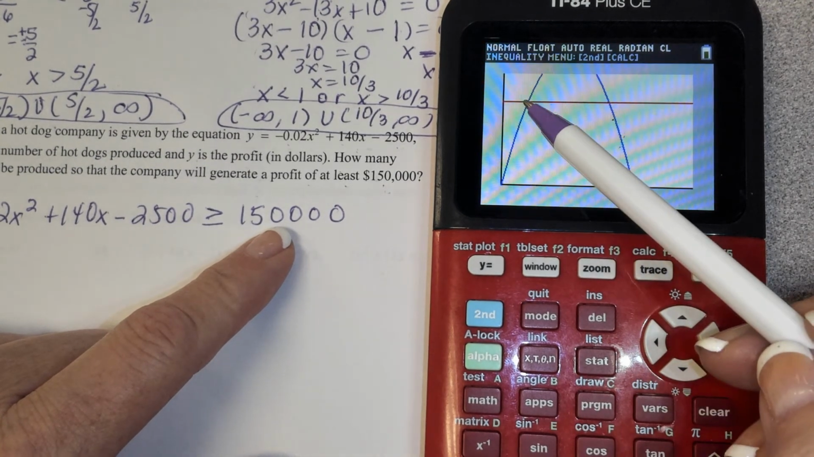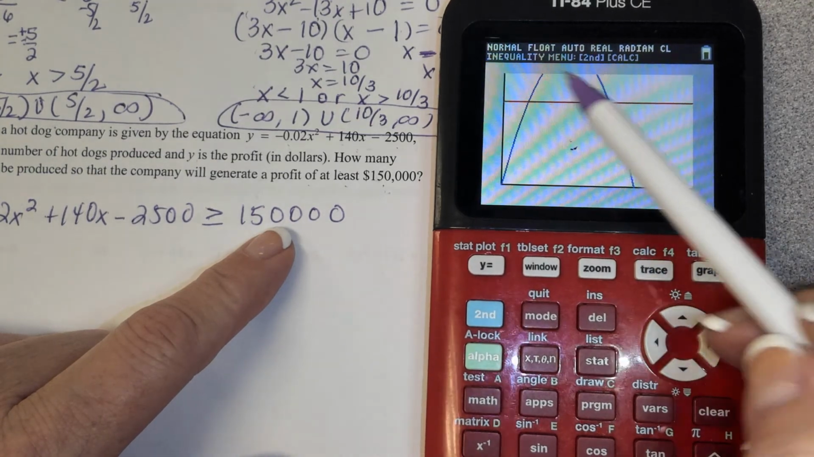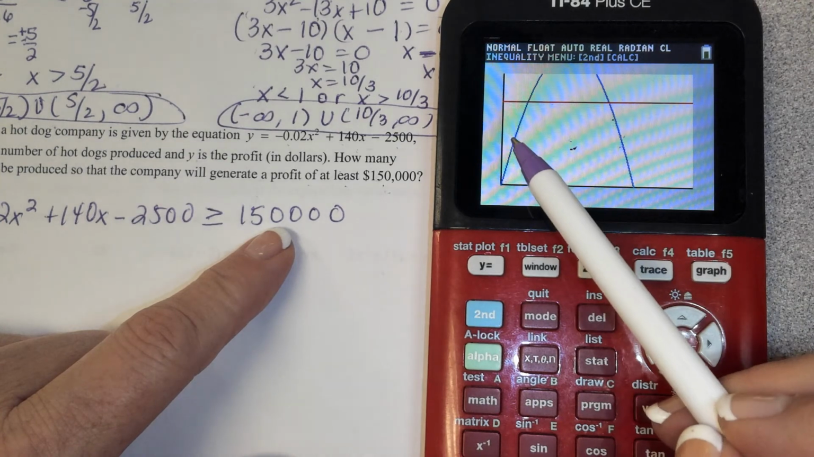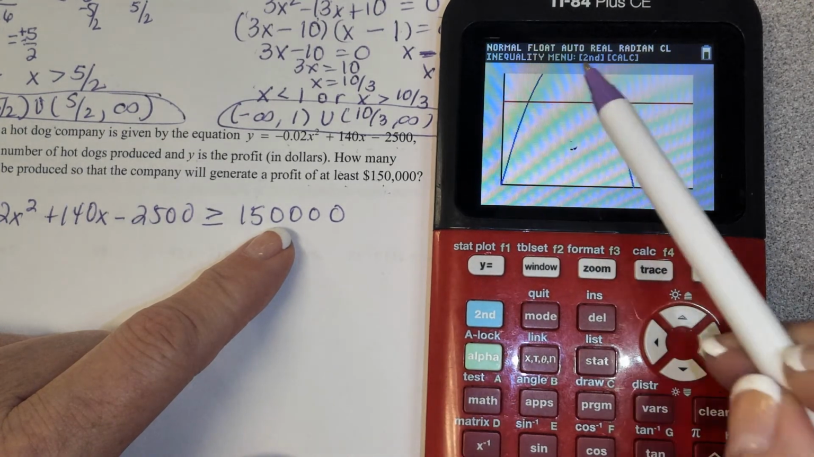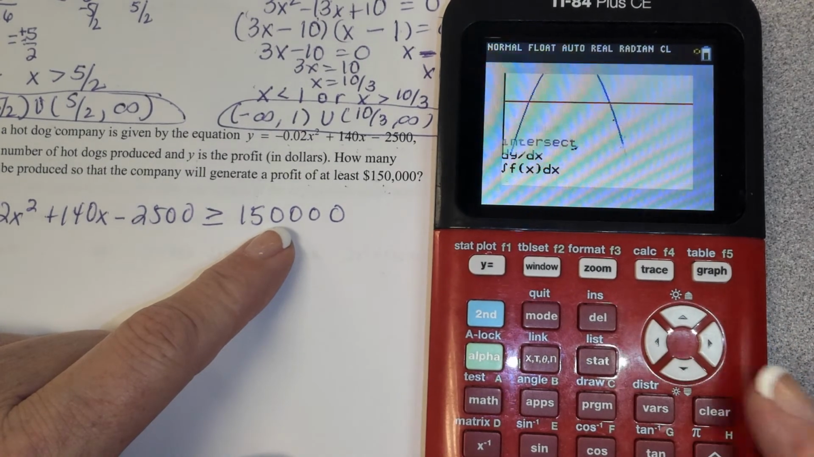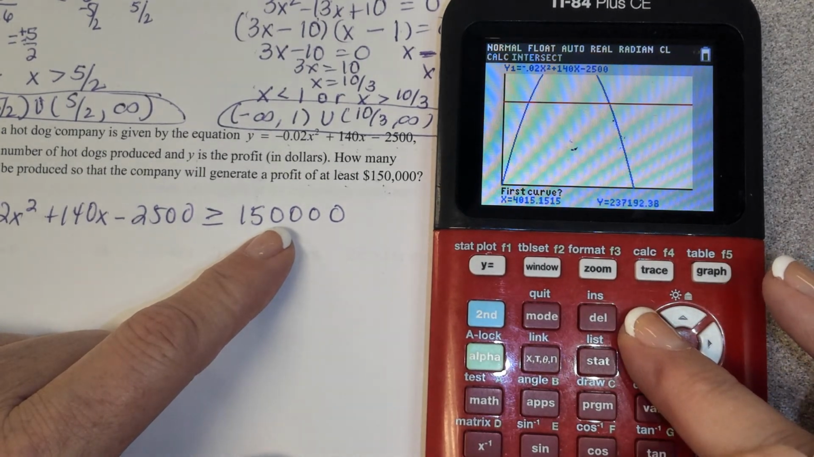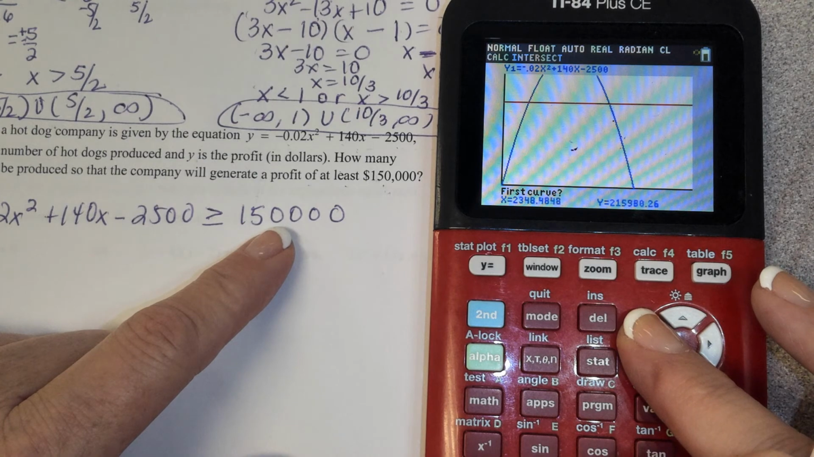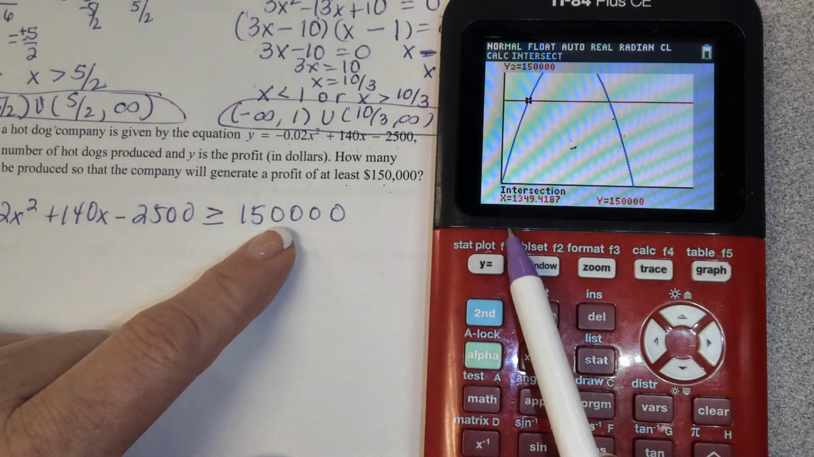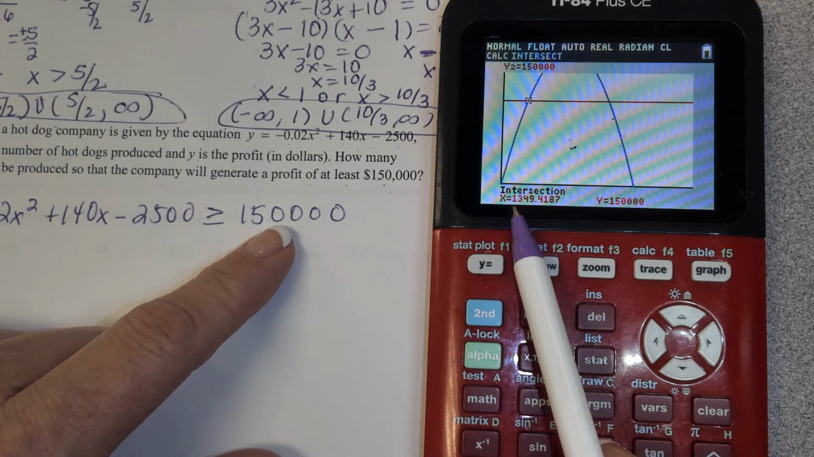So, for this many to this many hot dogs, we're going to make a profit of at least 150,000. We can't be down in this region or this region. We got to be up there. So I'm going to do second trace, calculate, intersect. I'm going to do the first one. Get close, enter, enter, enter. And so 1,349.4.